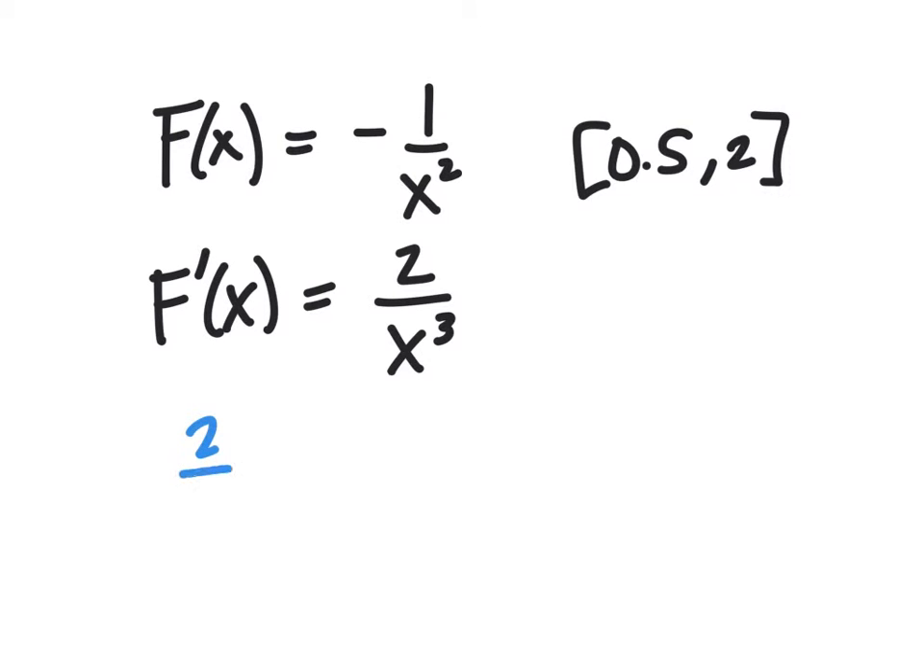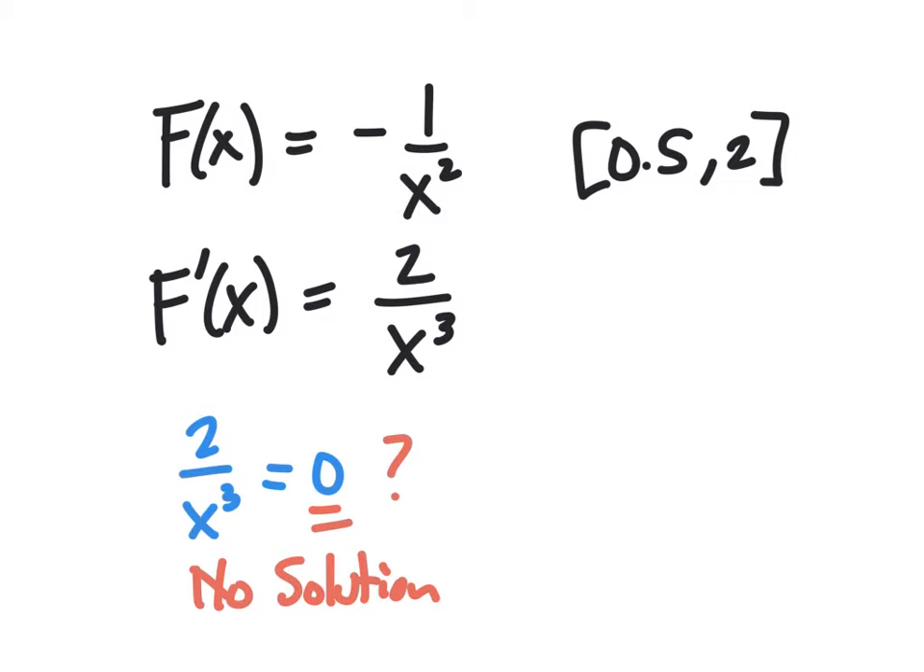So you want to solve this equation: 2 over x cubed equals 0. And the result is that there's no solution. I said 2x cubed, but I meant 2 over x cubed. There's no way to make that 0. So there's no solution here, meaning there's no critical points where the derivative is 0.